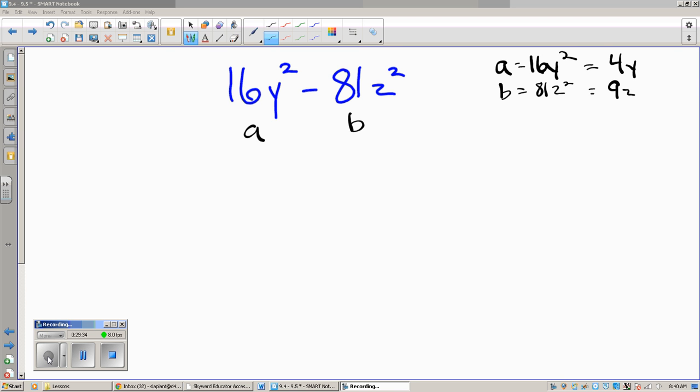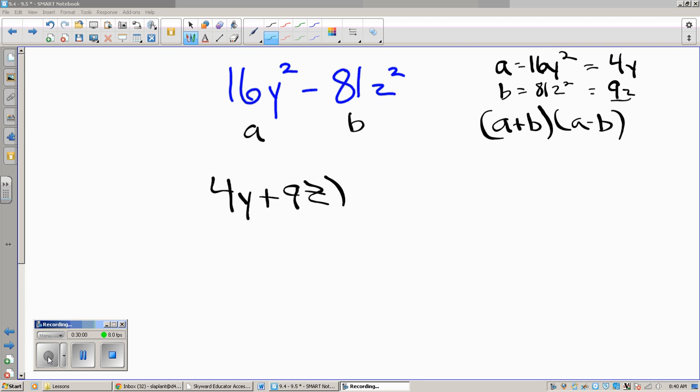So, following what we just learned, it's a plus b times a minus b. In this case I'm using b because I know the book is going to use those terms. If you really want to call it c, that's fine too. But in this case, we have 4y plus b, where b is 9z, and then we do 4y minus 9z. Simple as that.